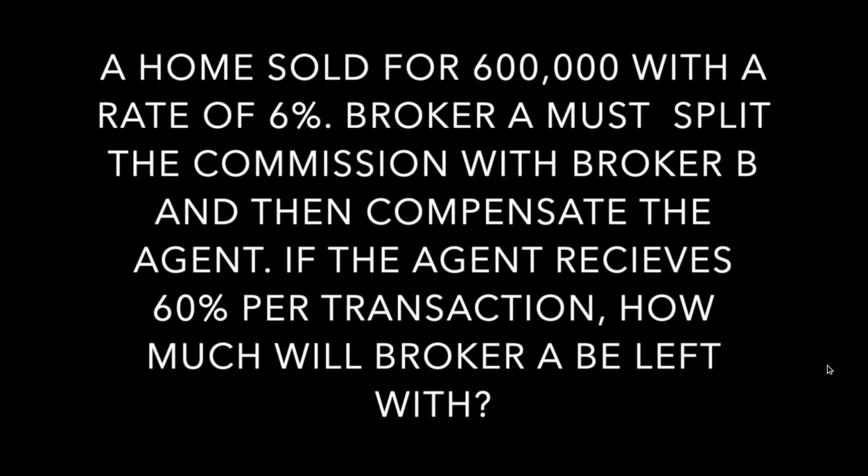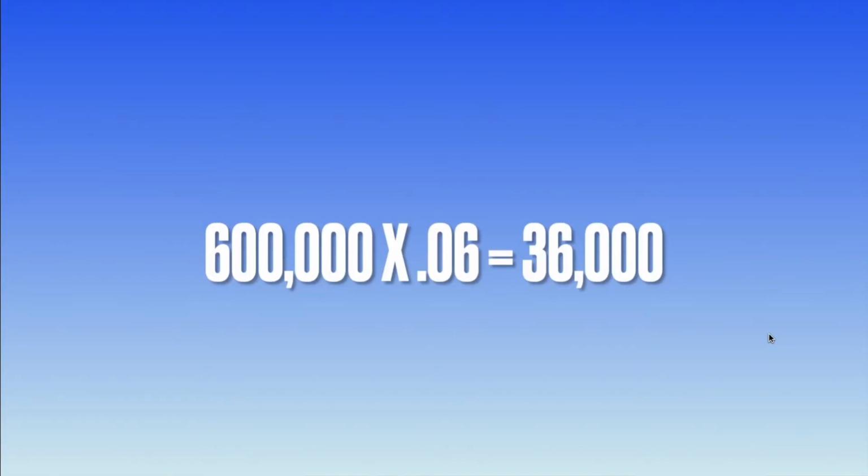The question is ultimately asking how much will broker A be left with. So there's a few steps involved. So the first thing you're going to do, like I said, is take 600,000 and you're going to times it by 0.06 because it gave you the final sale of the home and it gave you how much of the percentage that was charged. So because they're next to each other in the T, you're going to be multiplying. So 600,000 times 0.06, make sure to move the decimal or the answer will not come out correct. That's going to give you 36,000.